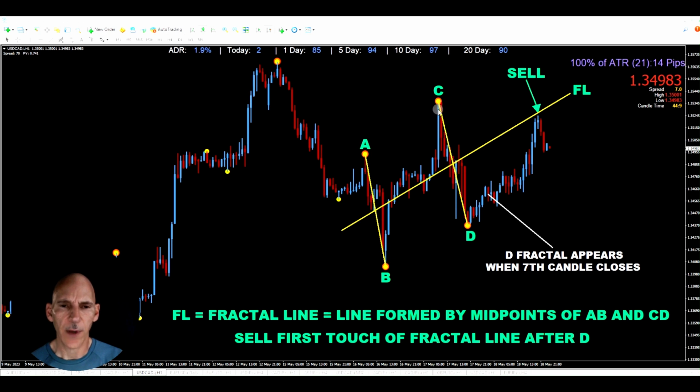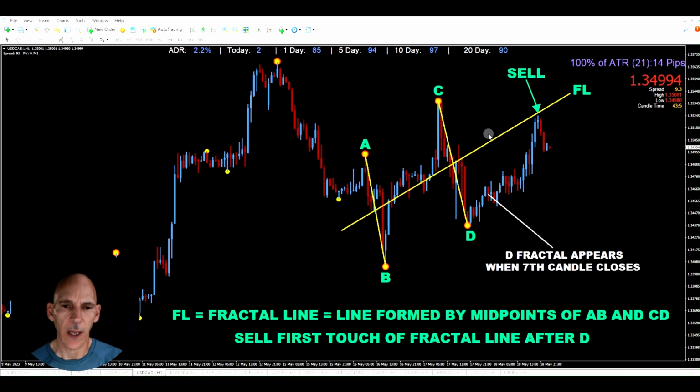There's a little bit of choppiness here, but this is a nice symmetrical wave. The impulse waves are parallel. Our CB wave is pretty nice too. Once we find that structure, it could be low, high, low, high, we can double click on here in MetaTrader to get the midpoints of our impulse waves. We connect those midpoints, making sure we're very accurate, to get what I call the fractal line, FL.